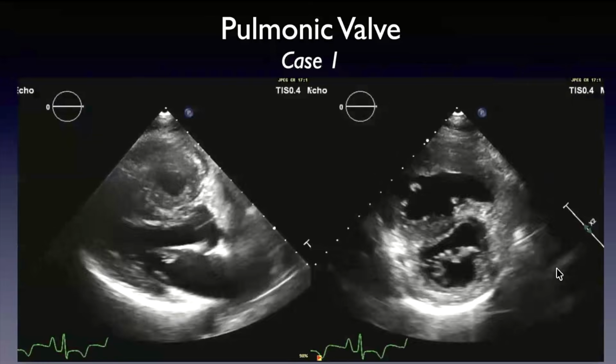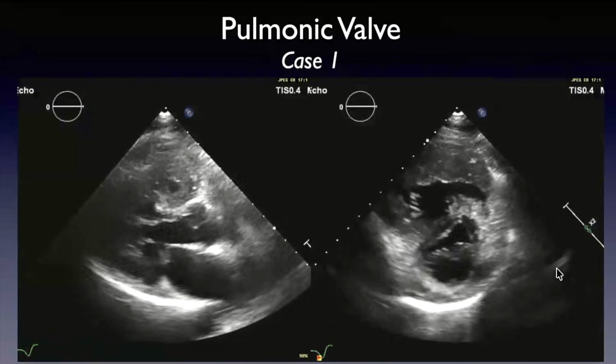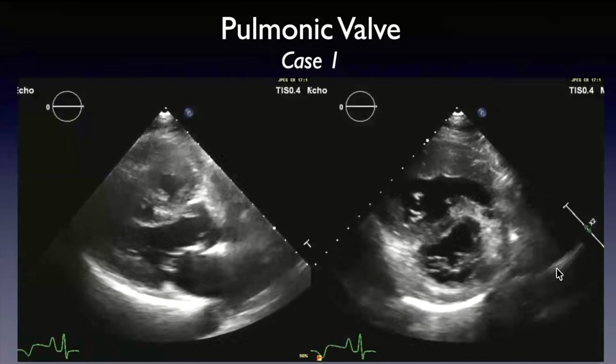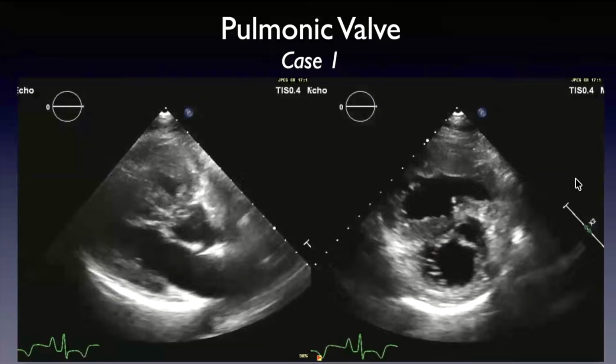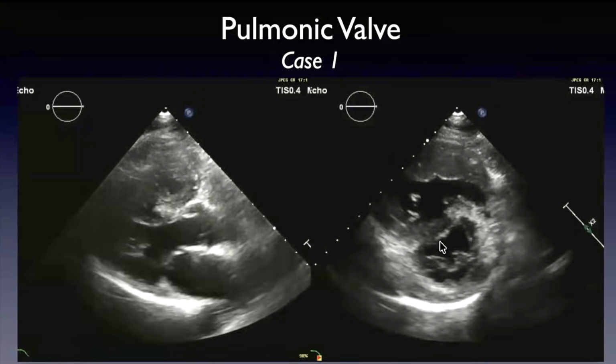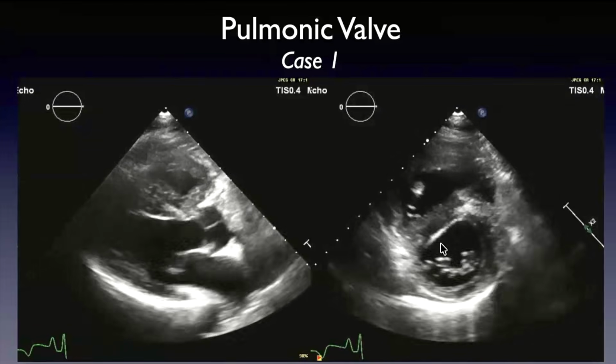Okay, so case 1. All right, so what do we see here? Parasternal long axis on the left, parasternal short axis on the right. So what do we see here? Yeah, so flattened septum, that D-shaped septum, flattened in systole and diastole. Looks like a pressure overloaded right ventricle, and there's another clue that there's pressure overload of the right ventricle.